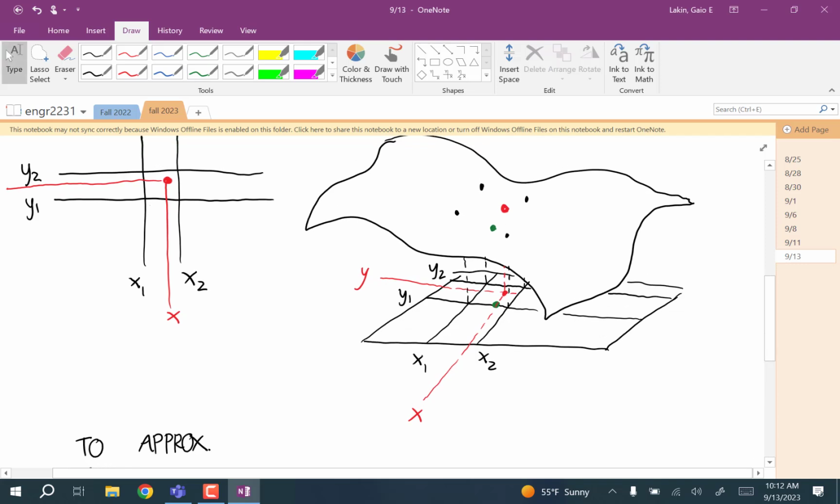The second step, we're doing it at our desired x, but at y2, so that's the blue point here. And then the last step is to interpolate along this line between the blue and the green values.